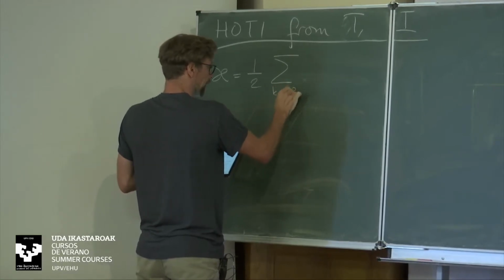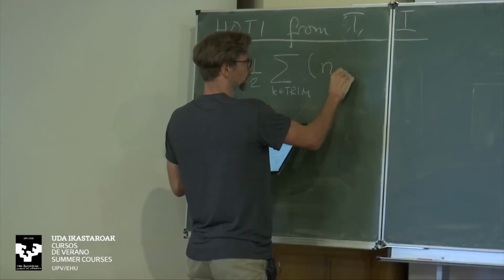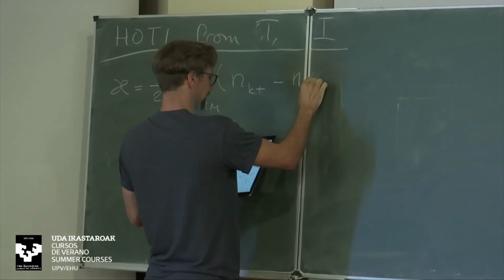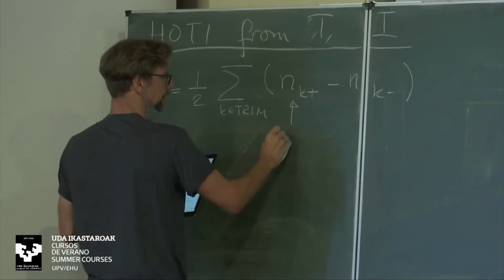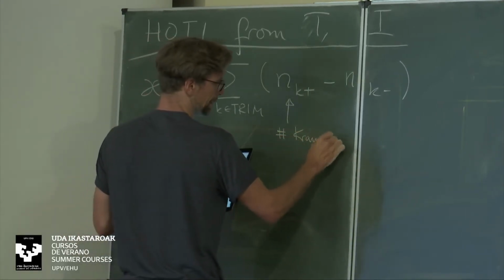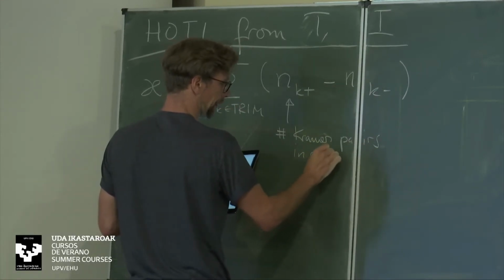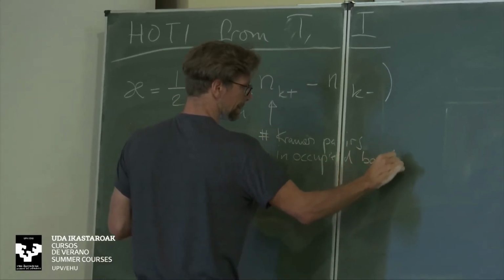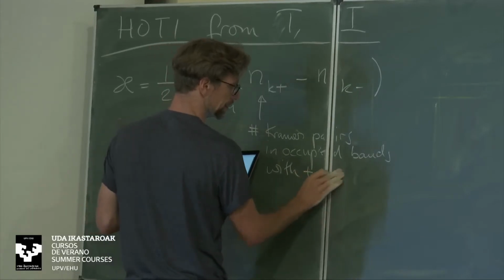where I just count the number of bands with plus eigenvalue under inversion minus the number of bands with minus eigenvalue under inversion. So the number of, or let's say Kramers pairs in occupied bands with plus inversion eigenvalue.